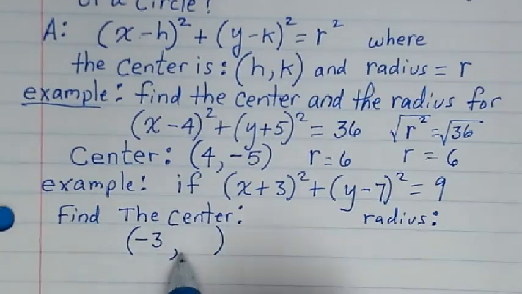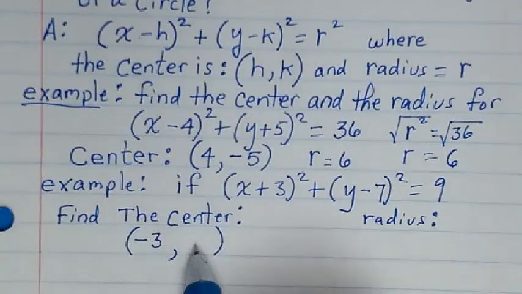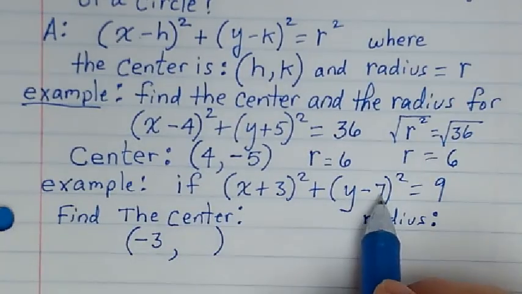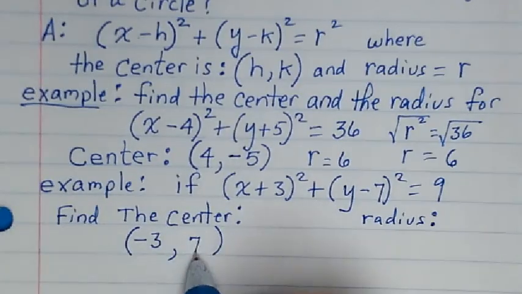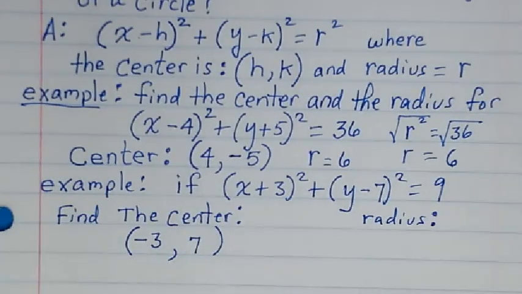And then for the y-coordinate, let's find the y. It's y minus 7. So what do you think you put for the center? Positive 7. By the way, how many of you got that before I started running? Okay, 2 of you, 3, 4.